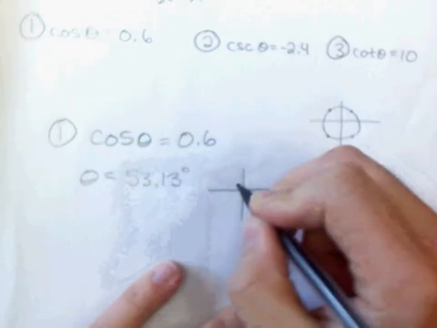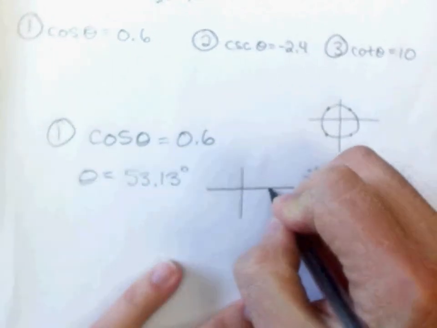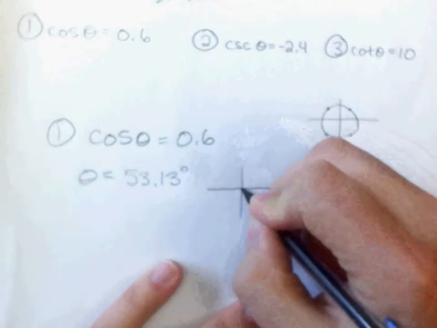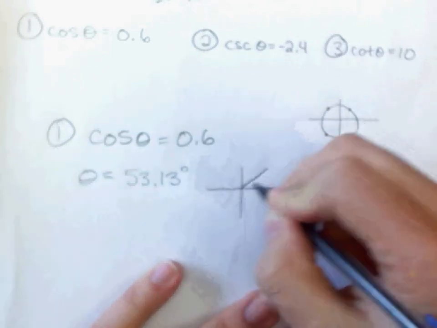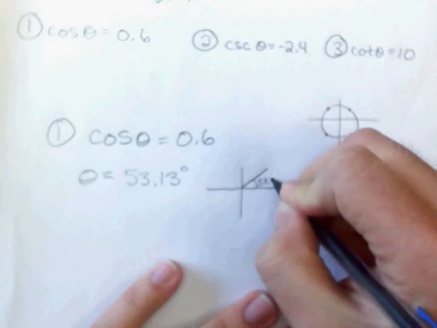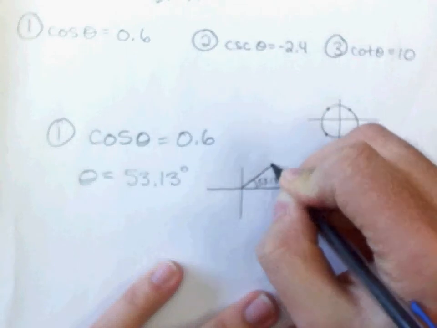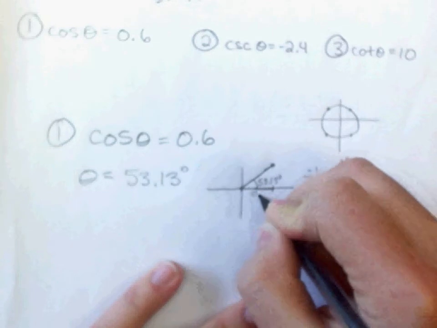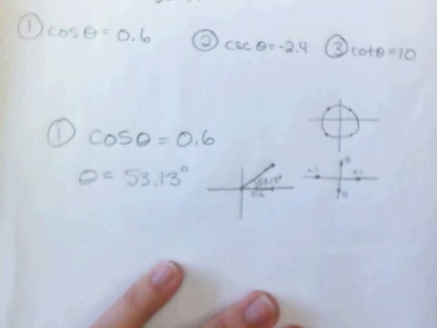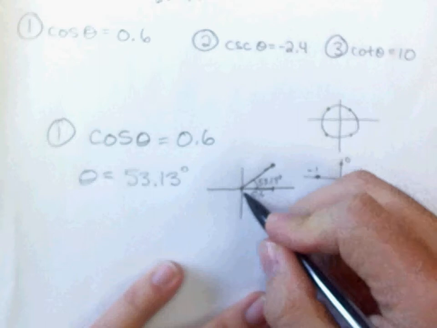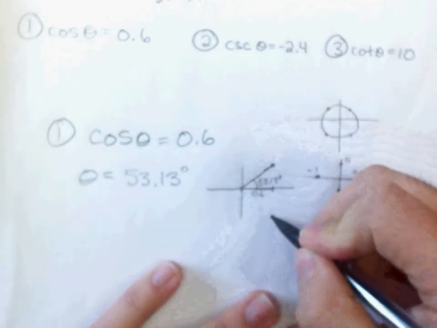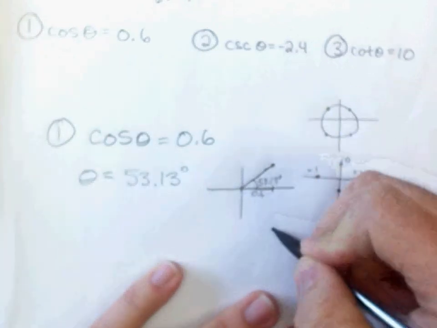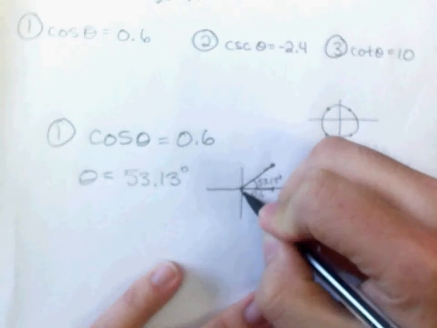Now to find my other answer, I need to think about where that angle is on my unit circle. 53.13 degrees is between 0 and 90 degrees. It's right about here somewhere. And that is when my x is equal to 0.6. My other answer, where x is equal to 0.6, needs to be in the lower half of my coordinate plane, or in the fourth quadrant.